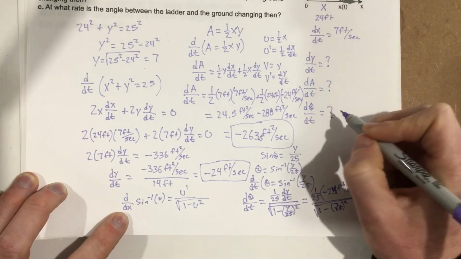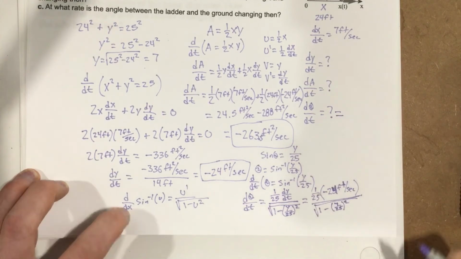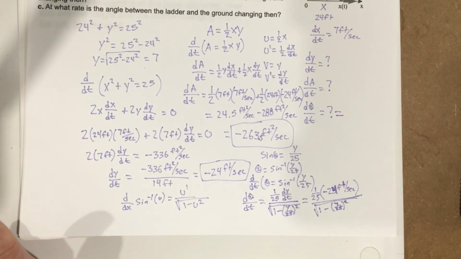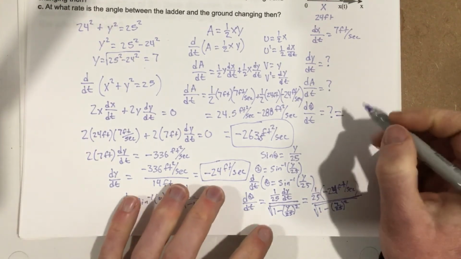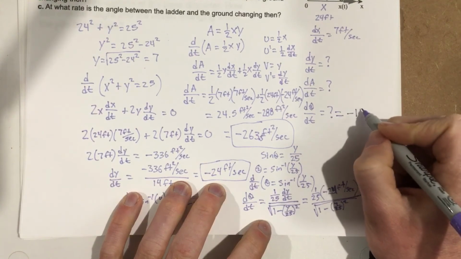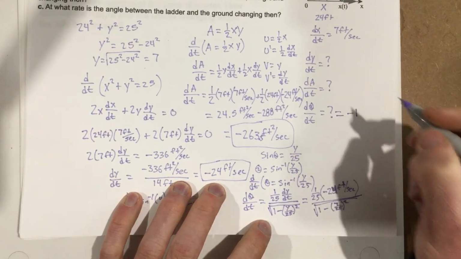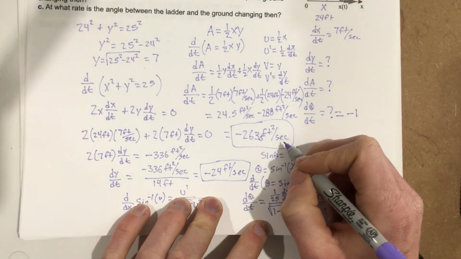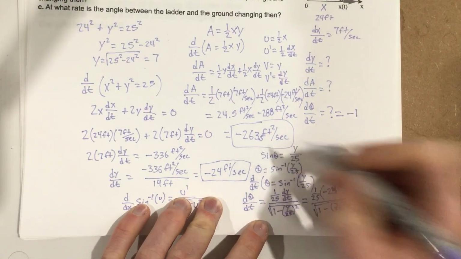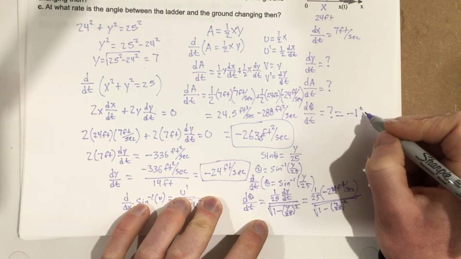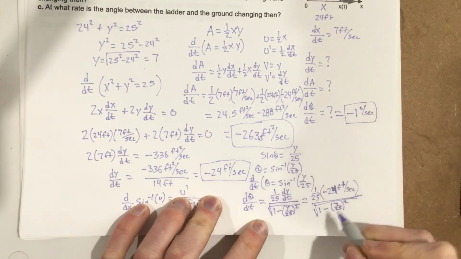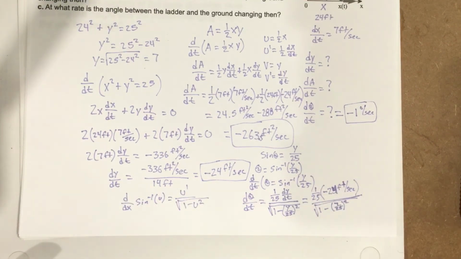So d theta over dt, and I'm just going to write it right here because I'm running out of room. When we put all that in the calculator, d theta over dt is going to give us negative 1 degree per second. So plug all this in the calculator and you end up with negative 1 degrees per second.